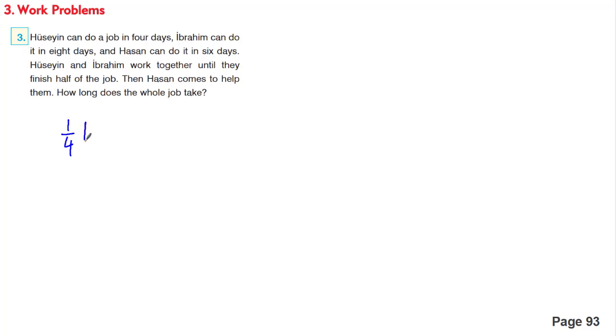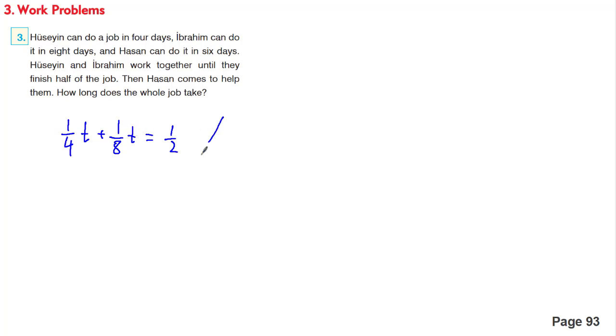How long will they work? We don't know, so t. Also, Ibrahim and Hussein will work together. So in 8 days, Ibrahim's work rate means it's 1/8. In 1 day, he will finish 1/8 of the job. For how long will they work? Well, we don't know, so t. Now, they don't have to finish the whole job. They work together, Hussein and Ibrahim, but they only finish 1/2 of the job. It says here, half of the job.